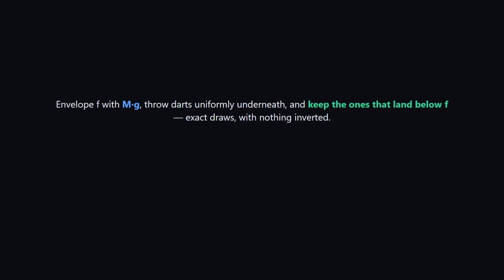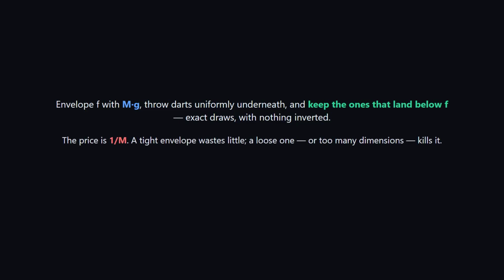Rejection sampling. Envelope the target with m times g, throw darts uniformly underneath the envelope, and keep the ones that land below f. The survivors are exact draws from f, and you never had to invert anything. The cost is 1 over m. The tighter the envelope, the less you waste. And a loose envelope, or too many dimensions, kills it outright.